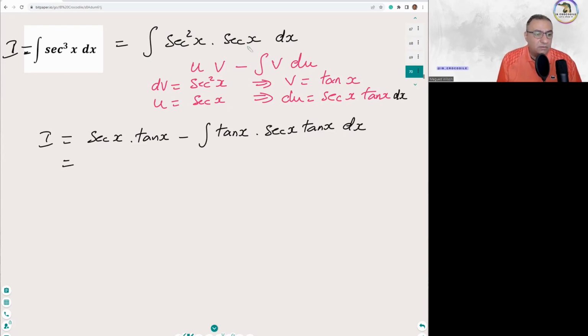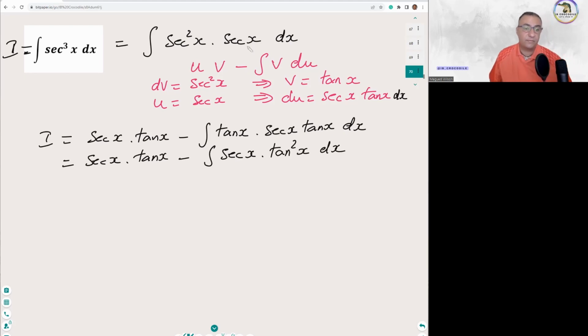Okay, let's see what we end up with. Tan times tan is tan squared. So you have the integration of sec x tan squared x dx, right? So then you may see, maybe you can continue by parts again.